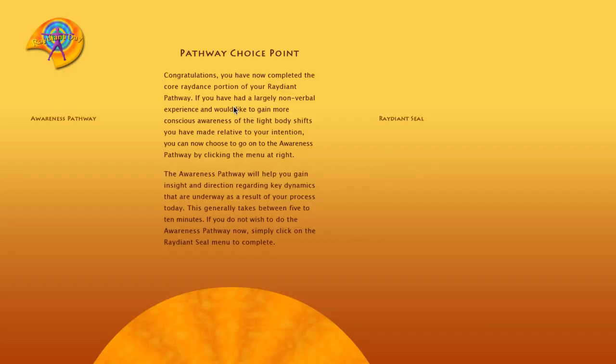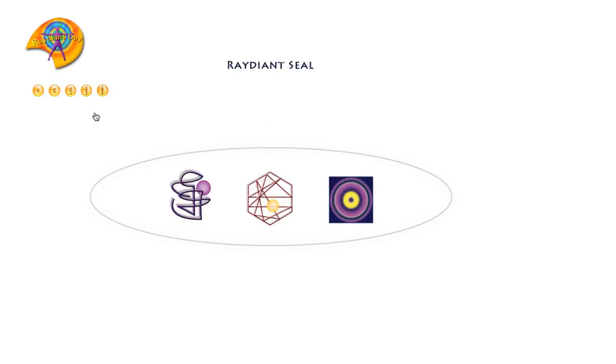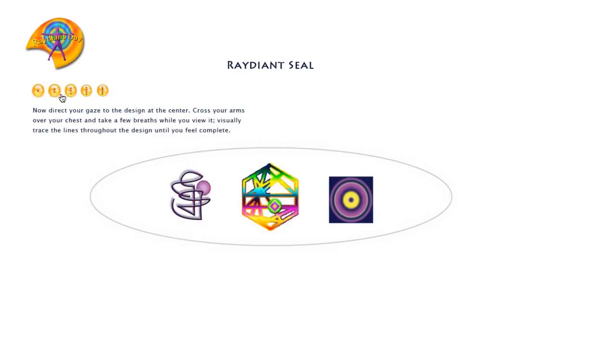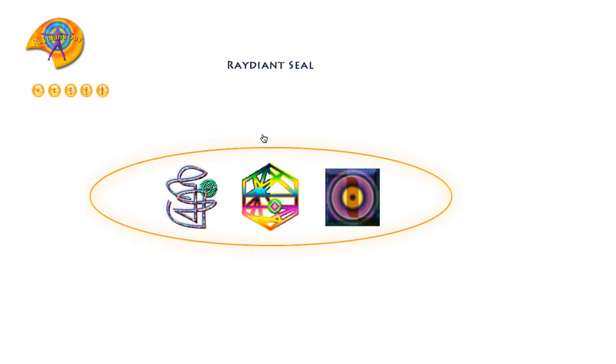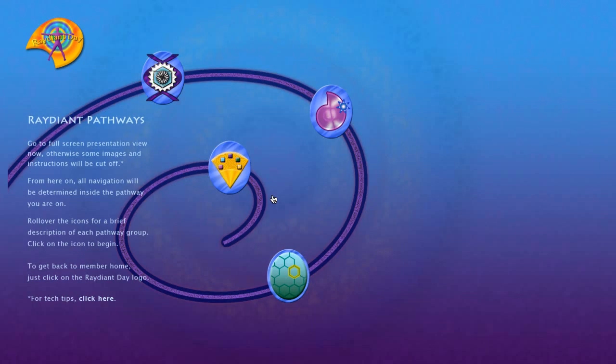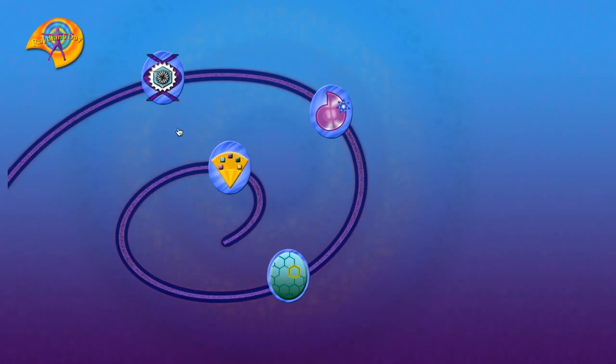Now I come to the pathway choice point, which I can now bring in an awareness pathway, because while the gesture pretest brings you new information about the shift via the change in the movement, the awareness pathway is going to give you more verbal feedback, reflection regarding the shifts you've made. But let's say you're complete and you just want to seal and get going. Then you just go to the Raydiant seal over here. We've seen this before. Instructions under the gold spheres. And then you complete. This will take you back to the Pathways portal page.